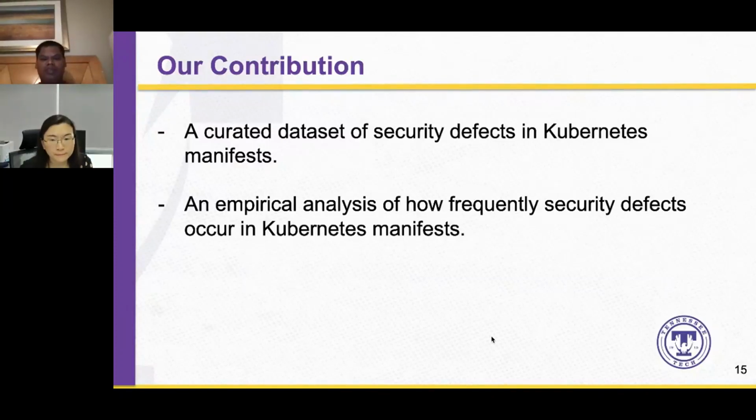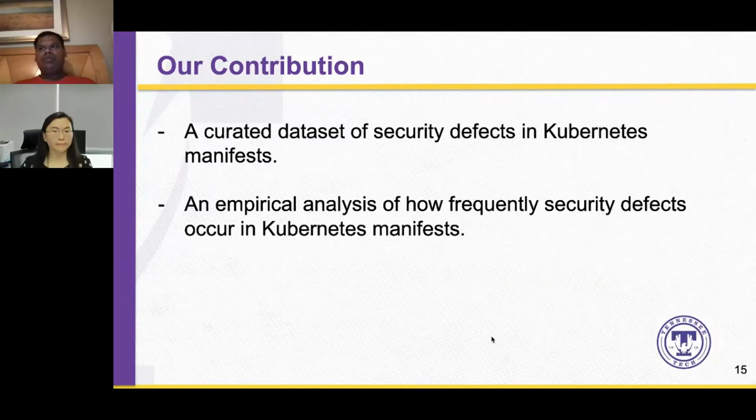From a scientific perspective, our contribution is that we have come up with a curated data set of security defects. It's a CSV file where you have all the files and the repositories listed, and for each Kubernetes manifest file, there is a label of insecure or neutral. We have also done an empirical analysis of how frequently security defects appear in Kubernetes manifests. So from that perspective, we do contribute to the existing Kubernetes-related literature.